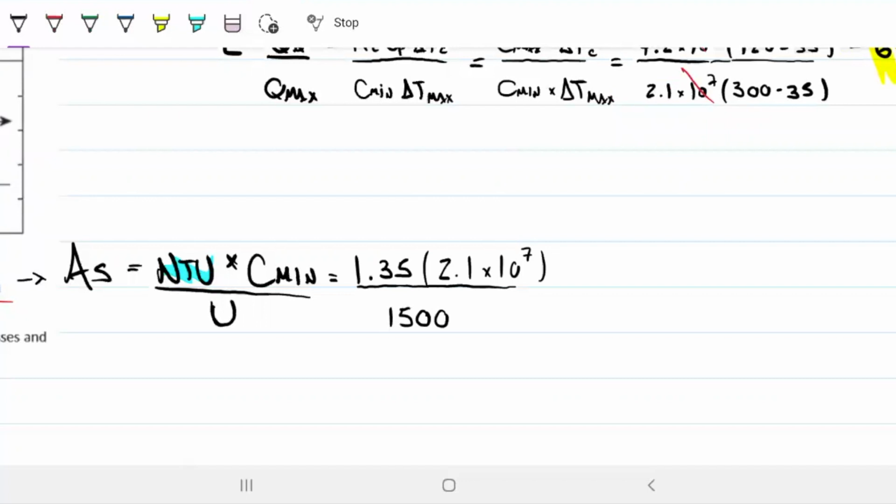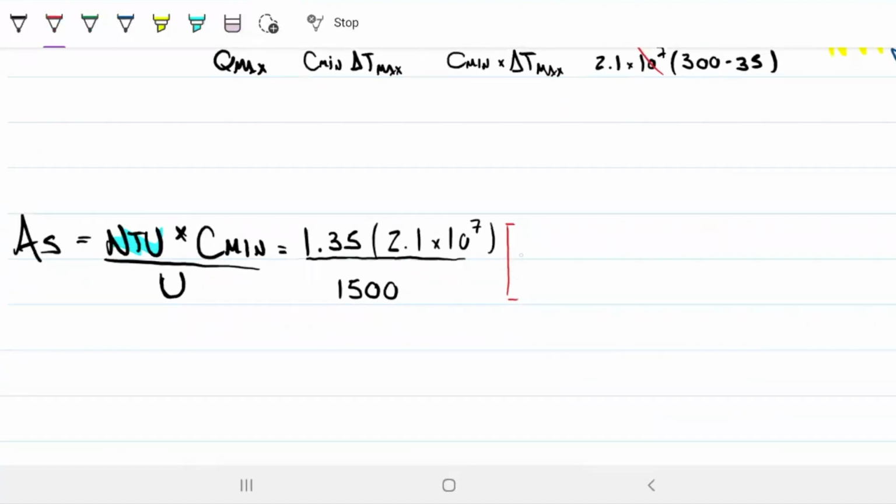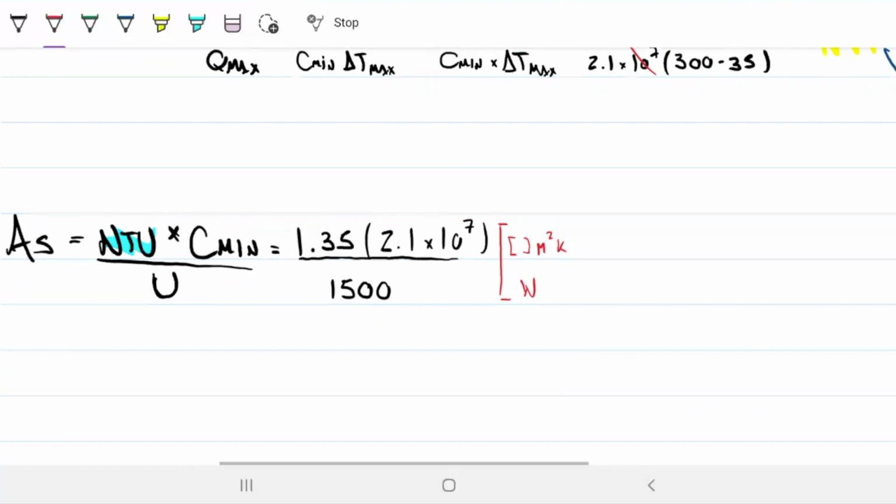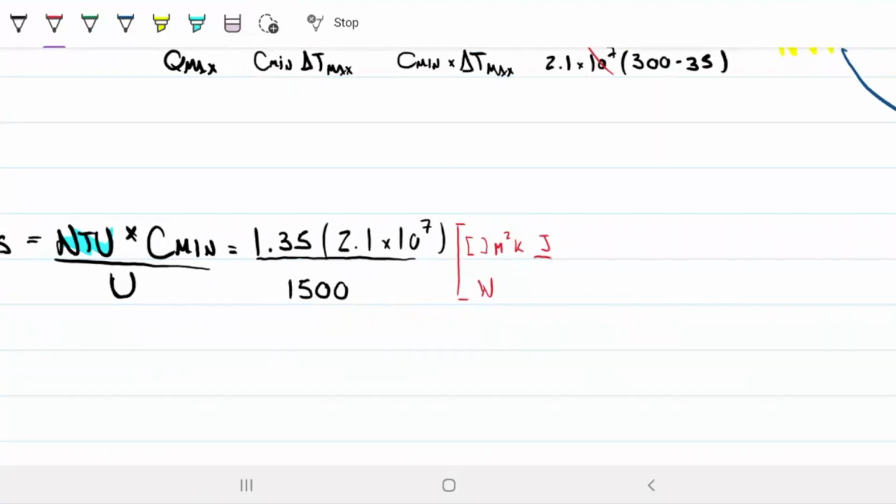Okay, one small problem here. Did you identify it before I tell you? Hours. That's the one. The hours, right? So check it out. Let's do the units here. That's why I always do the units. 1.35, there's no units there. It's just dimensionless. The one on the bottom there is watts per meter squared and Kelvin. And then our C minimum at the moment is joules per hour per Kelvin. So we can only eliminate the Kelvins, because we have joules per hour and watts.